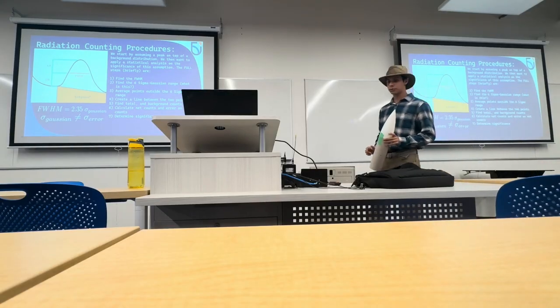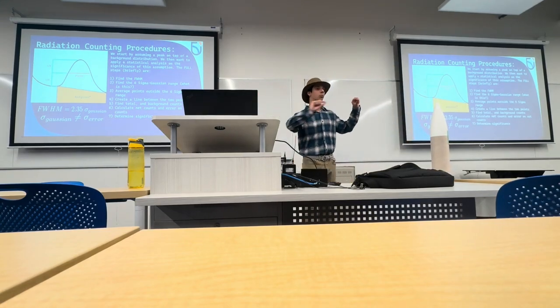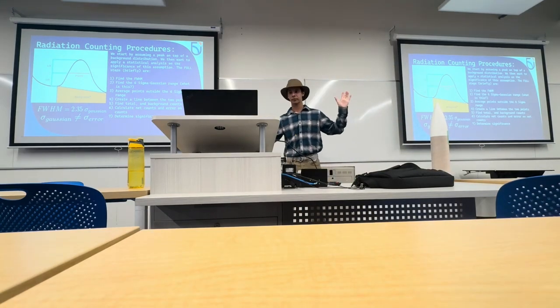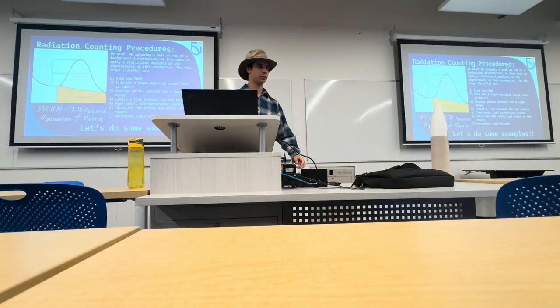Next thing is we're going to average some points outside of the Gaussian range, and we're going to draw a line between those 2 points and call that background. Then we're going to find the total counts. Then we're going to find the background counts by integrating that line, calculate the net counts, calculate the error on the net counts like we've been doing before, and then determine significance. So let's do some examples.